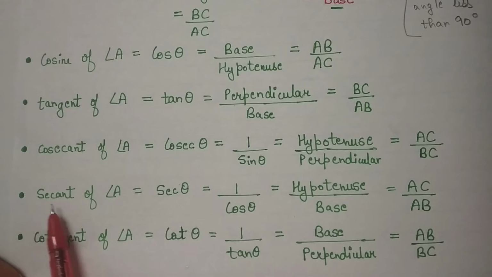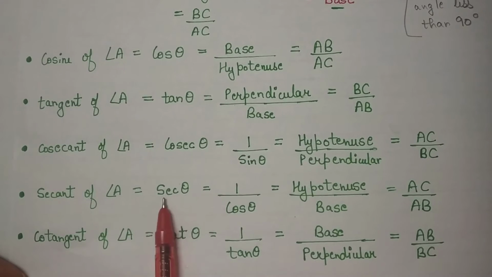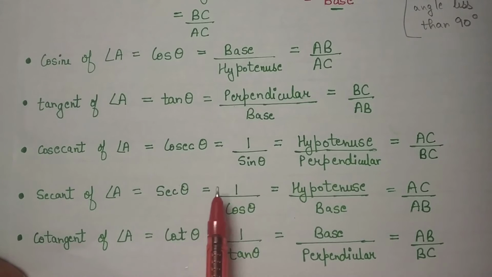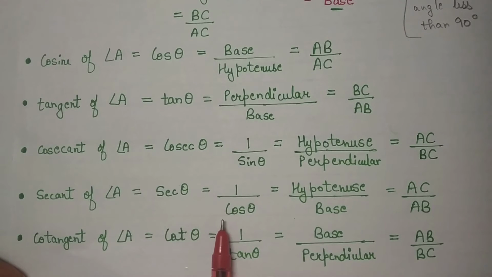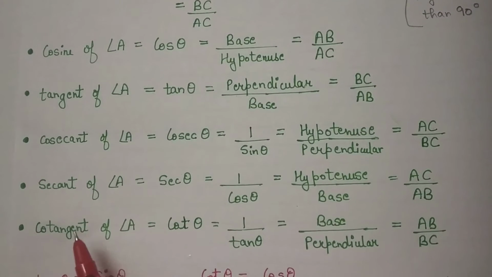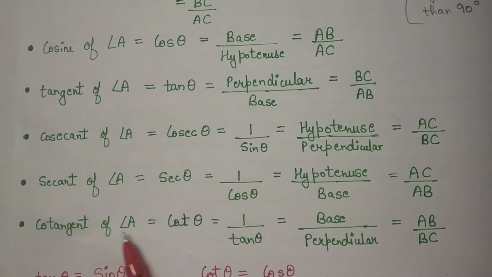Now similarly, secant of angle A, written as secant theta, is the reversal of cos theta. It is 1 by cos theta. Cos theta is base upon hypotenuse, so here it is hypotenuse over base. This can be written from the triangle itself. Next is cotangent of angle A, written as cot theta, which is equal to 1 by tan theta. So I have written the formula here.